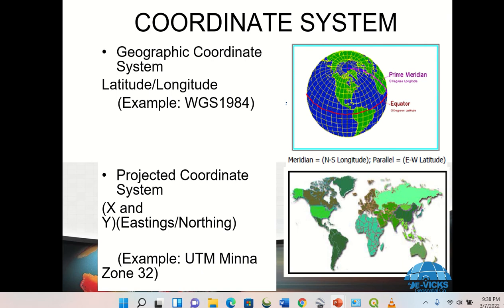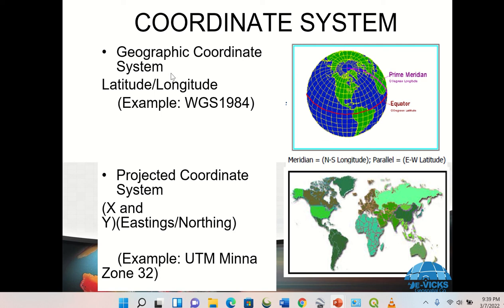The next is the coordinate system. Since we are talking about geographically referenced data in GIS, the coordinate system cannot be hidden out of the picture, because the coordinate system is what gives the unifier of a particular area. We have the geographic coordinate system and we have the projected coordinate system.